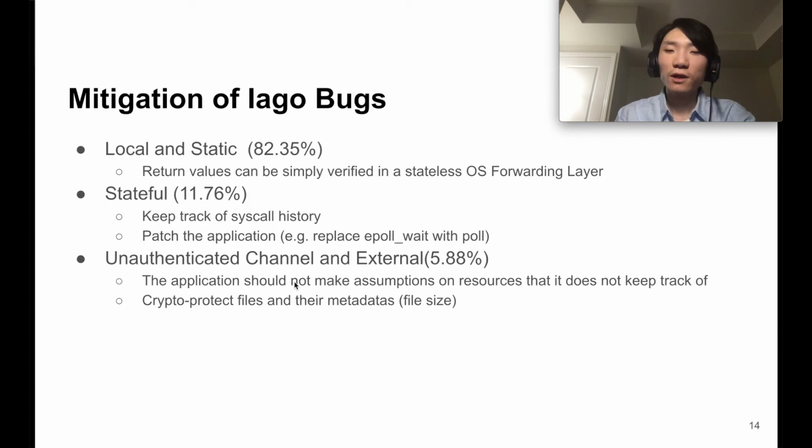For external and unauthenticated channel semantics, we argue that the application should not make assumptions on resources that it does not control or keep track of. It should use cryptographic methods to protect sensitive results and metadata.